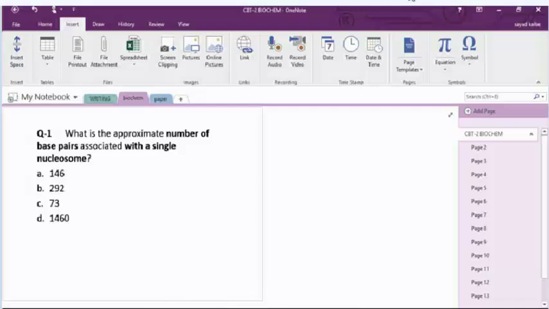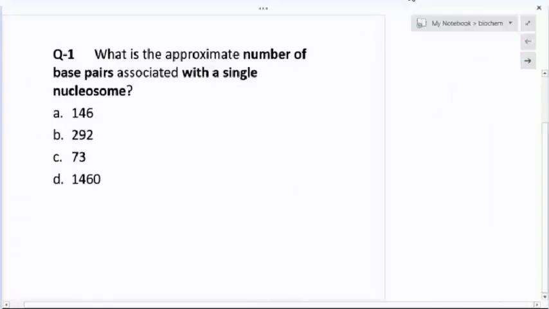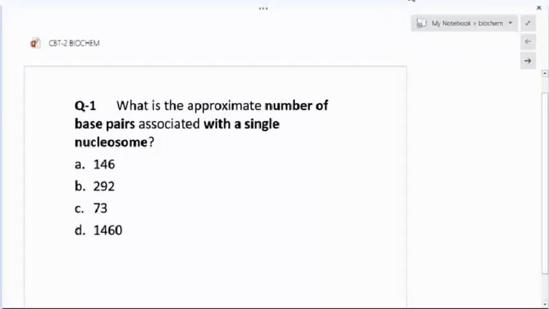Hello guys, so it's a discussion for CBT2. Now the first question is, what is the approx number of base pairs which are associated with single nucleosome? The answer is going to be 146 base pair.